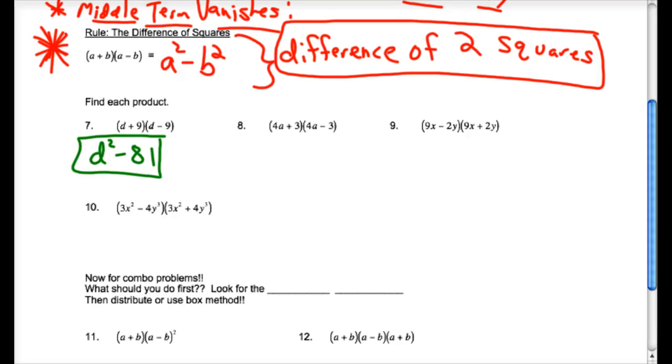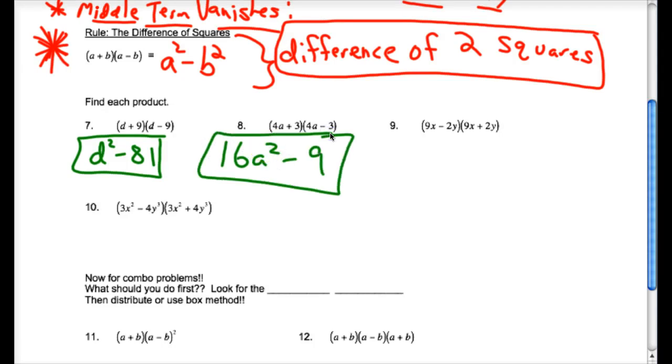Who can do the next one for us? Every hand in here should be up. Why would it be the difference of a perfect binomial? I don't even know what those words mean. Difference of two squares. Deal with it. Henry, give it a shot. 16a squared minus 9. Done.